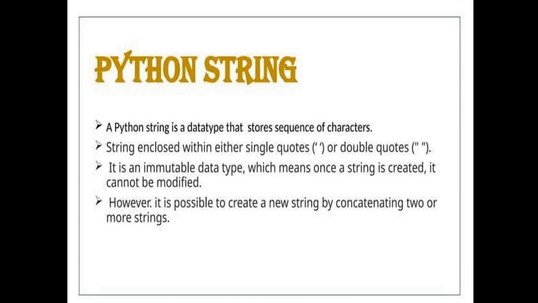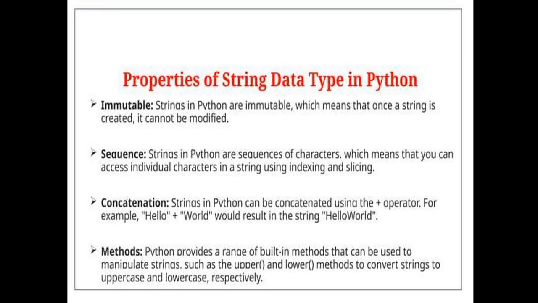So, Python string. A Python string is a data type that stores a sequence of characters. A string enclosed within either single quotes or double quotes is termed a string in Python. It is an immutable data type, which means once a string is created, it cannot be modified. However, it is possible to create a new string by concatenating two or more strings.